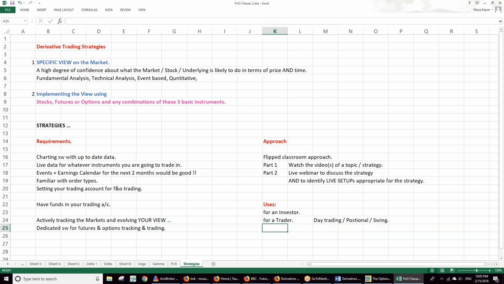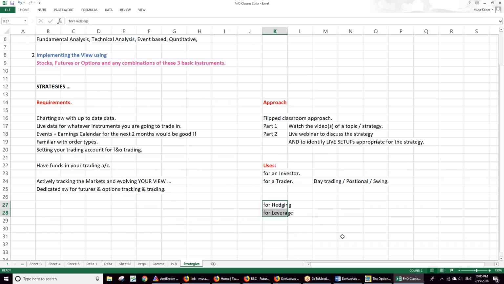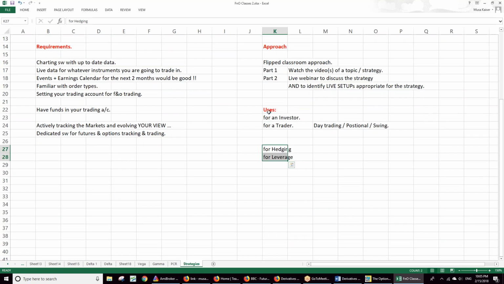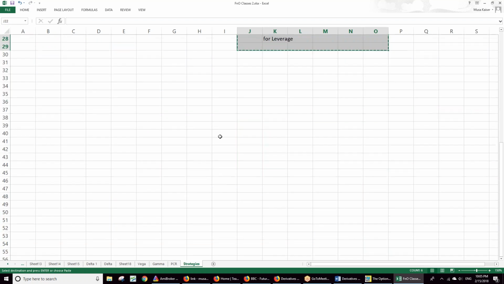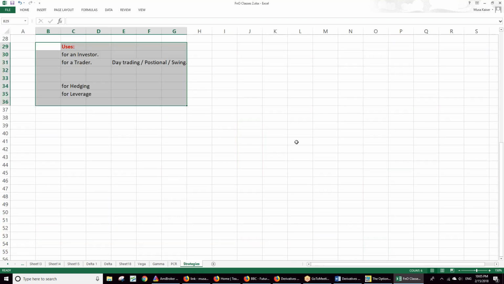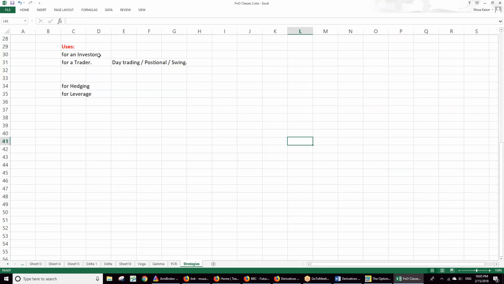We look at it from uses for hedging, for leverage, right? So hedging is you want to reduce risk, leverage is you want to increase risk, right? Obviously in the anticipation or hope of higher return. So I think this is something which is really important, because who are you, right?